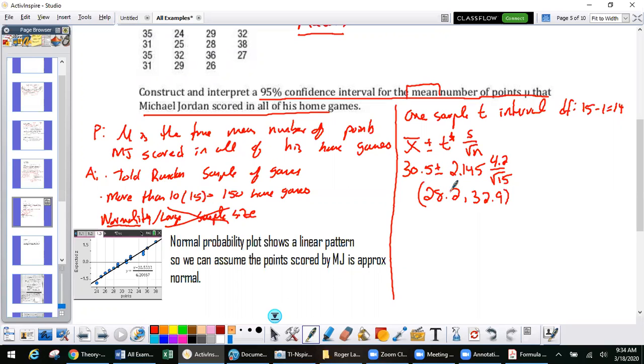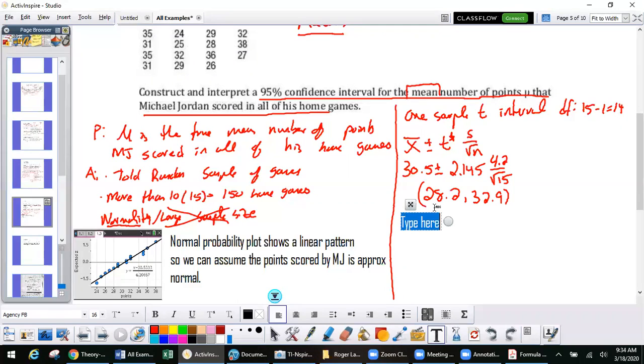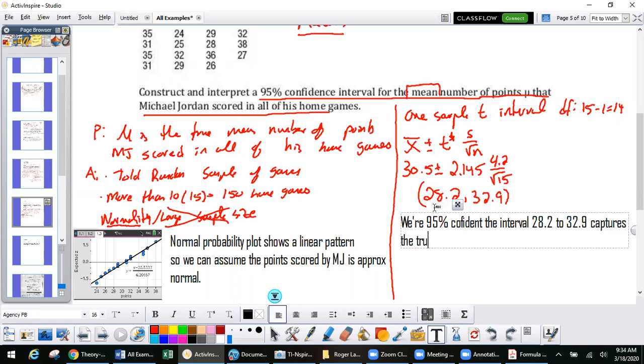And there we go. So we'd come back and just have our conclusion and context. In this case, we're 95% confident the interval 28.2 to 32.9 captures the true mean number of points scored by MJ during all of his home games. And that's the big difference, right? We're taking 15 to figure out the whole population.